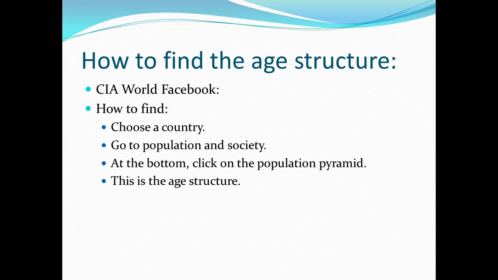They maintain databases on pretty much every country on Earth, and they talk about their age groups, immigration, emigration, and what kind of cultures they have. The CIA does a scary good job at this. How to find it? You choose your country, go to Population and Society, and there's a little thing you click on for the population pyramid somewhere within this tab right here. And that's basically the age structure I talked about beforehand.